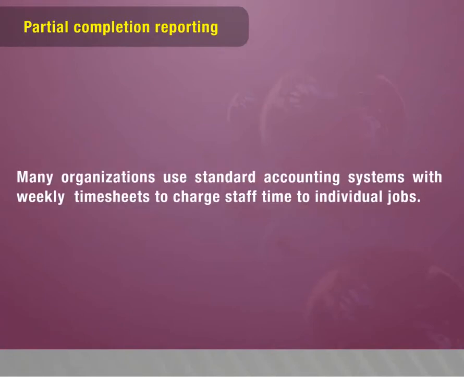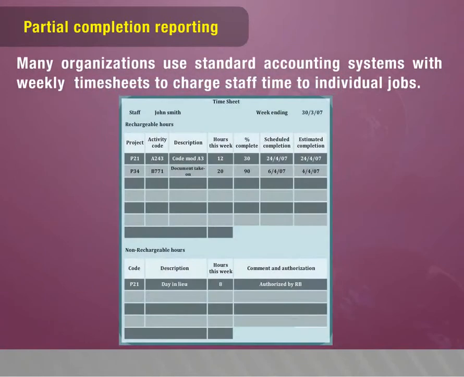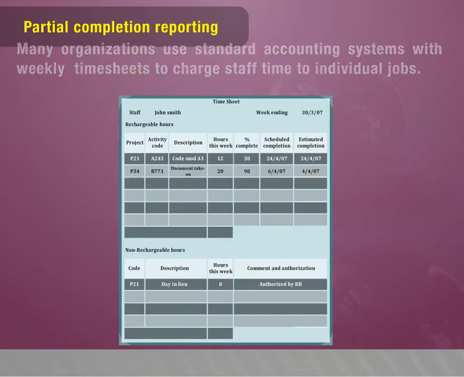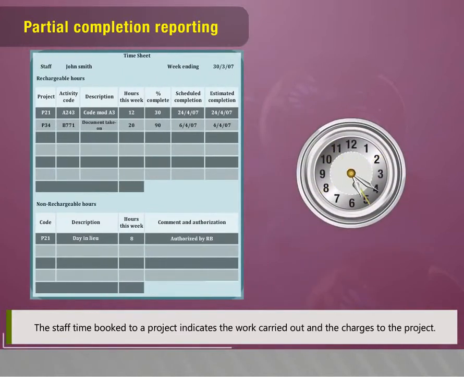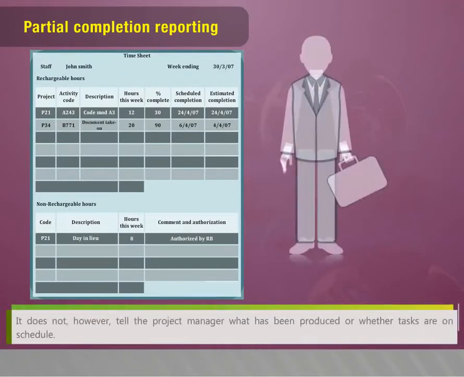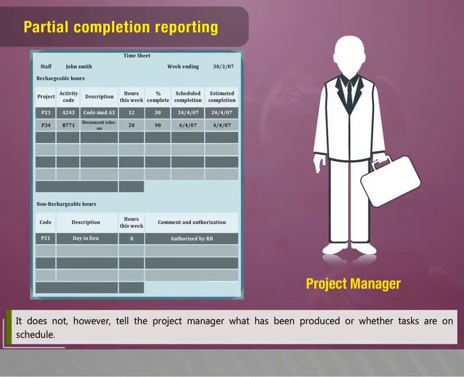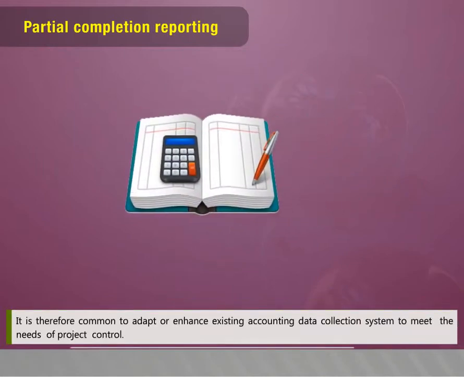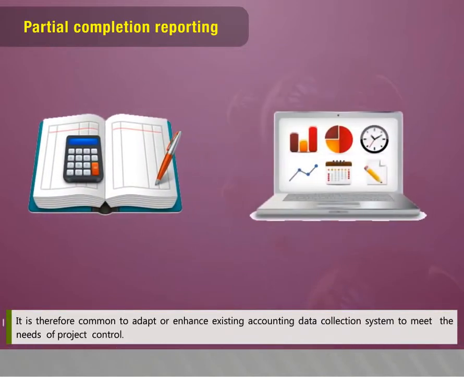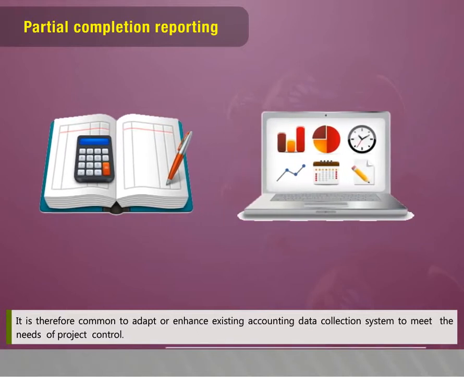Partial completion reporting. Many organizations use standard accounting systems with weekly timesheets to charge staff time to individual jobs. The staff time booked to a project indicates the work carried out and the charges to the project. It does not, however, tell the project manager what has been produced or whether tasks are on schedule. It is therefore common to adapt or enhance existing accounting data collection systems to meet the needs of project control.